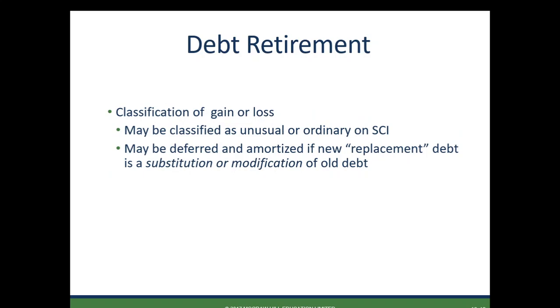A gain or loss on bond retirement is classified either as an ordinary gain or loss or as a separate line item, depending on its frequency and the circumstances surrounding the transaction. A gain or loss is deferred and amortized over the term of any replacement debt if the transaction is a substitution or a modification of that existing debt.